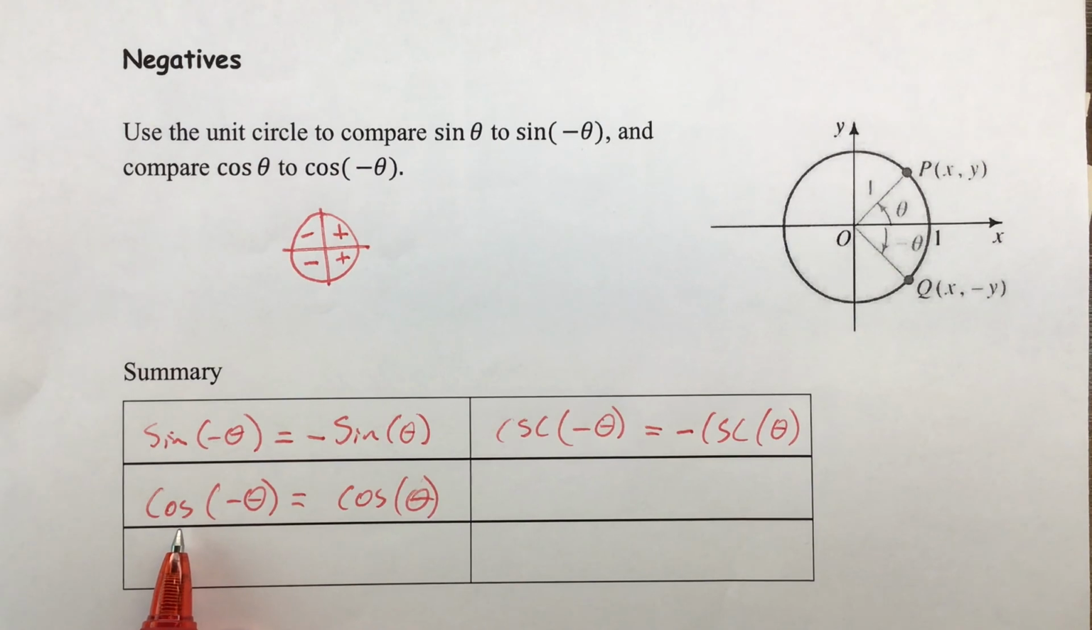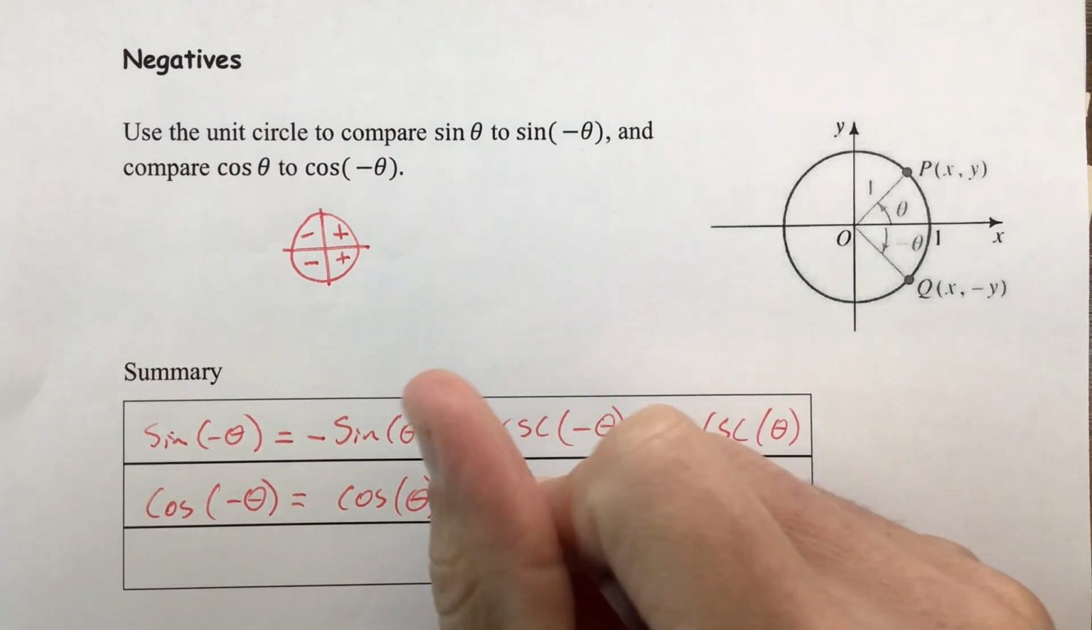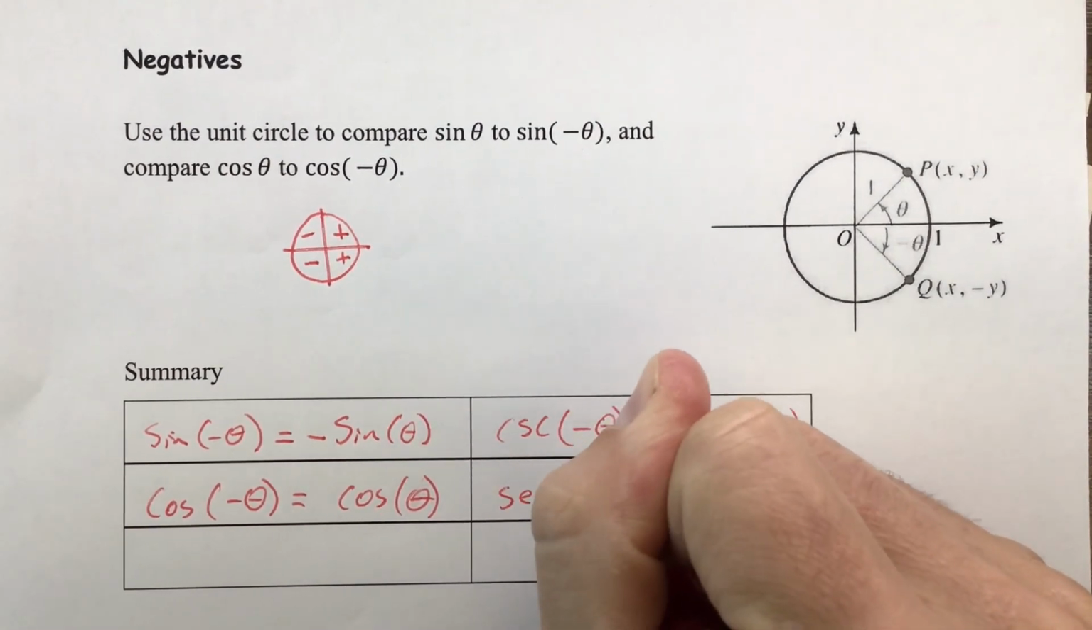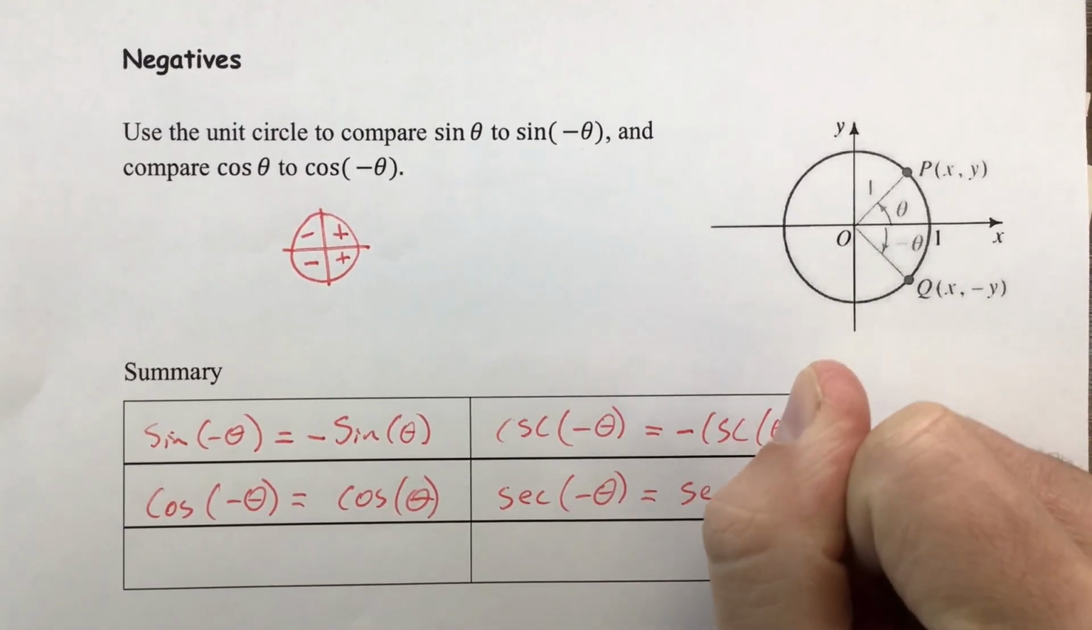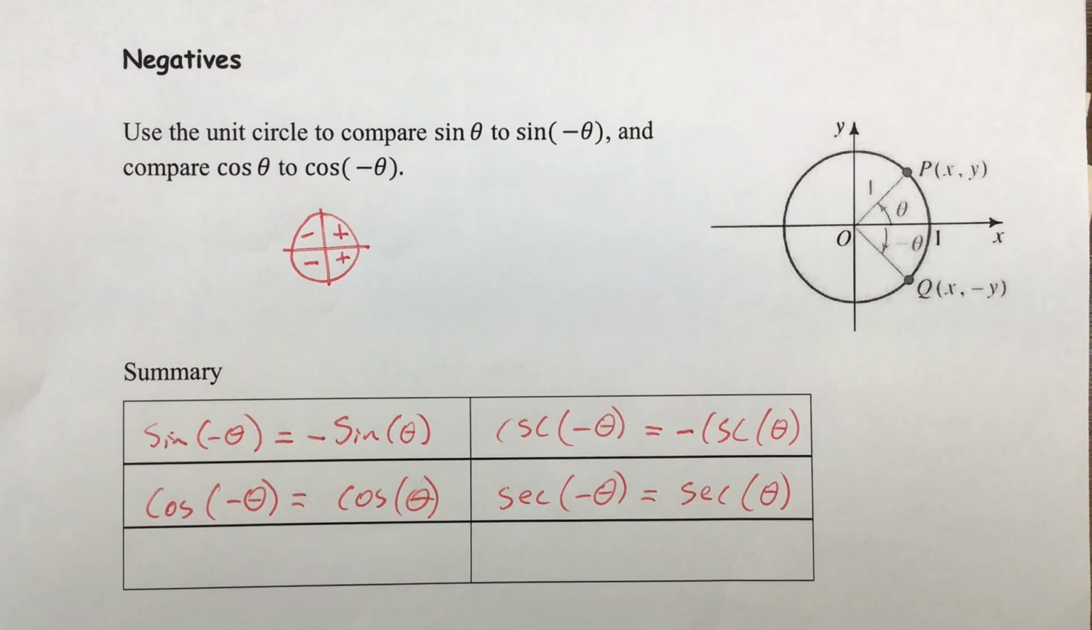All right, cosine is the reciprocal of secant. So the secant of negative theta should be equal to the secant of theta. These are not opposites of each other. For sine, they'll be opposites. For cosine, they will be the same.